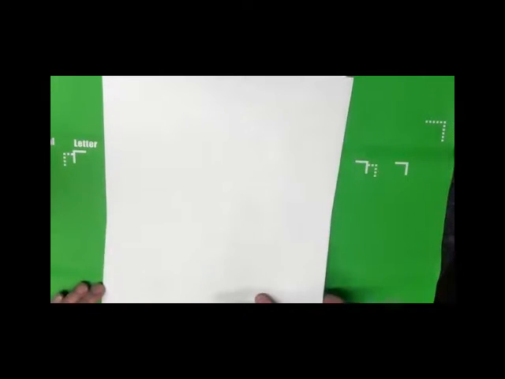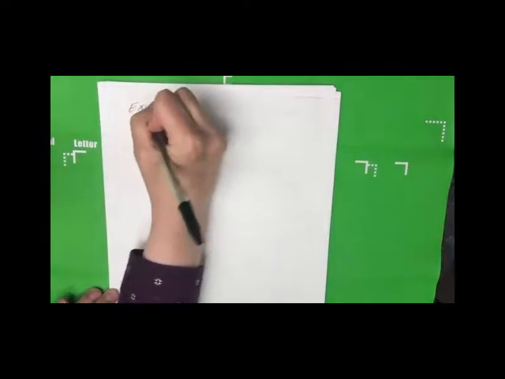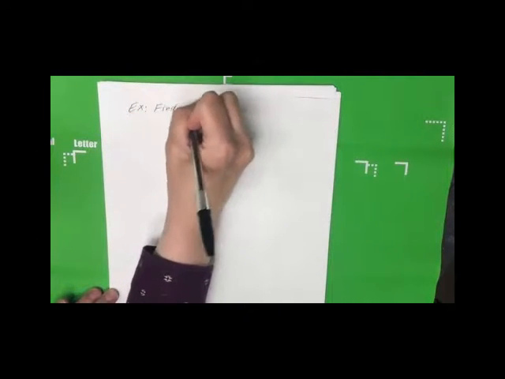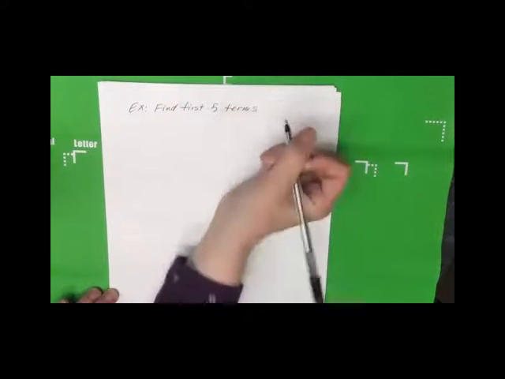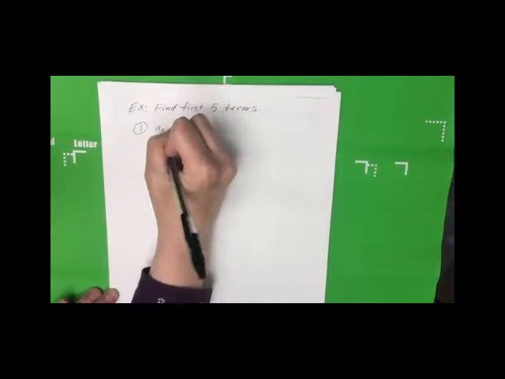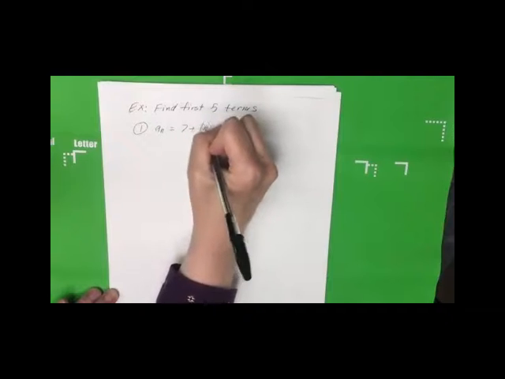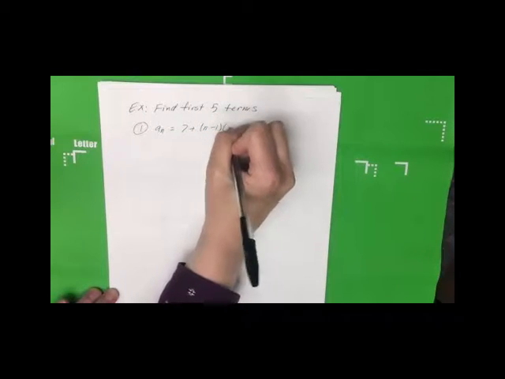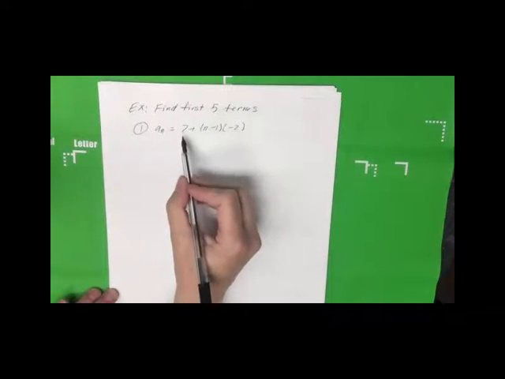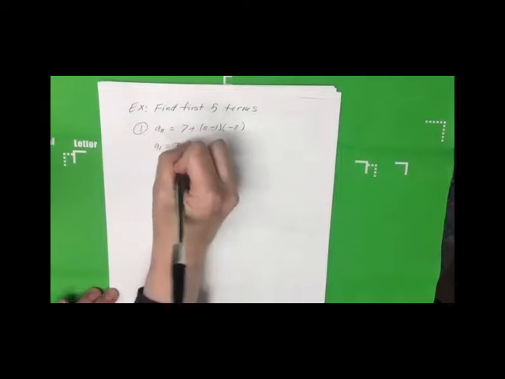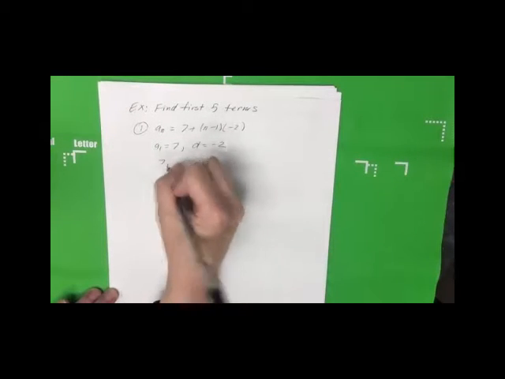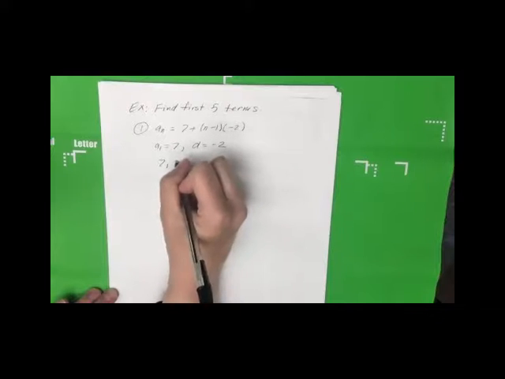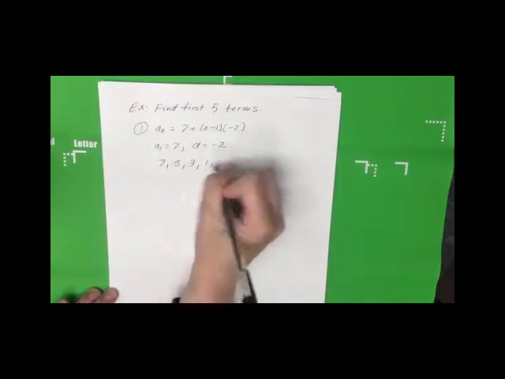Okay, let's look at one going the other way around here. Let's go ahead and find the first 5 terms. You're given a sub n equals 7 plus n minus 1 times negative 2. Now this is in that format, so you can see right away that a sub 1 is 7 and the common difference is negative 2. All right, so you got 7. In the next one, subtract 2: 5, 3, 1, and negative 1.